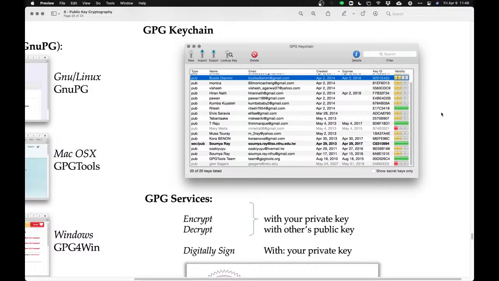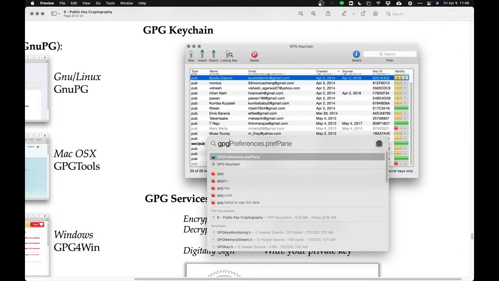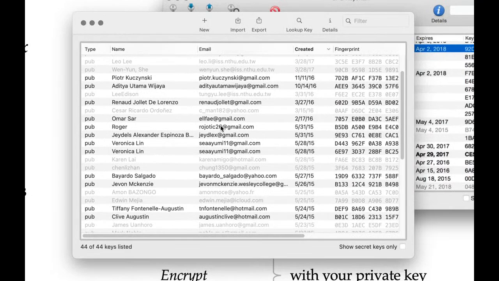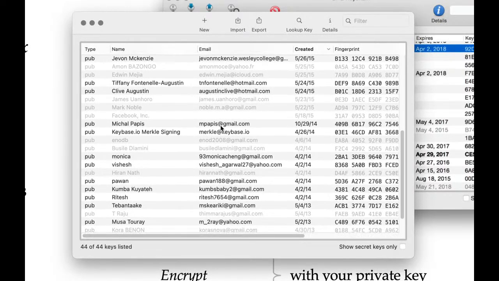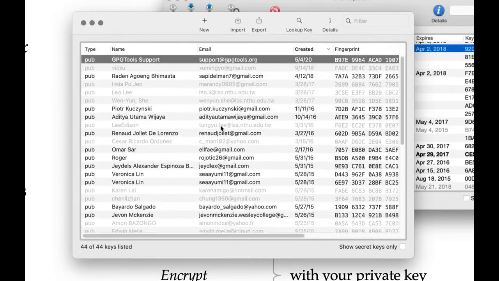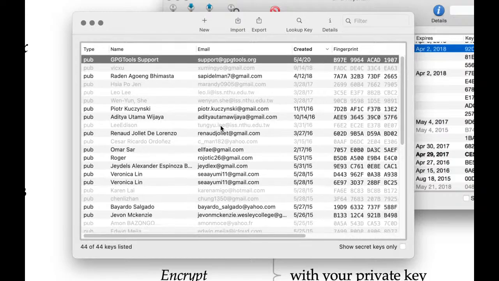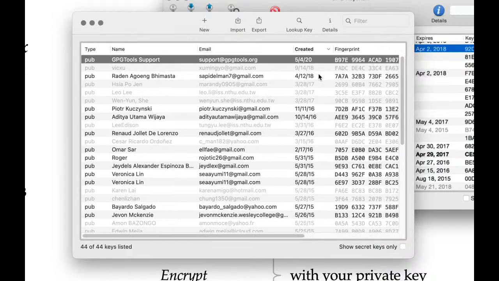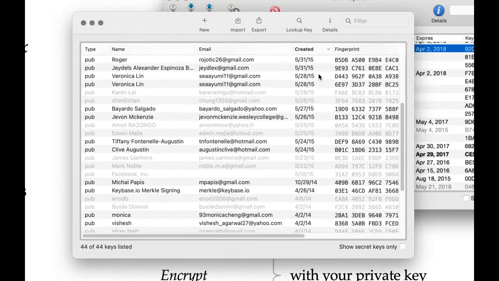And with it, what you can do is keep a record of all the public keys of people you trust. Okay. So I have on my computer a GPG keychain. And on this keychain, I have the keys of a lot of the previous students who've taken this class and others. Some of these keys have expired since, but others are still valid.